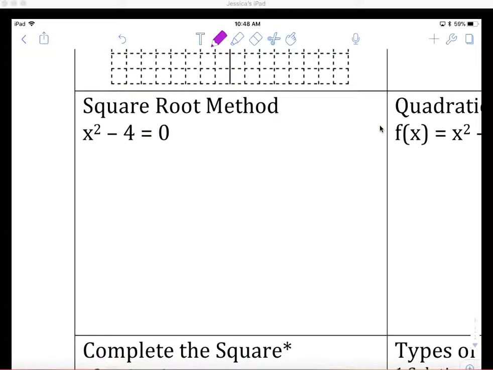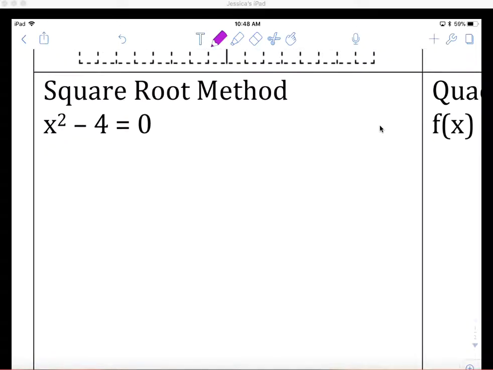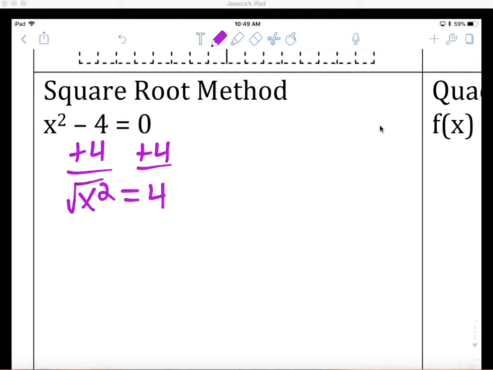Moving on to the square root method. The square root method is when you're trying to get x by itself. So my first step is to move the minus 4. The opposite of subtracting 4 is to add 4 on both sides. Now, to get rid of the squared, the opposite of squaring something is to square root it, and I get plus or minus 2.